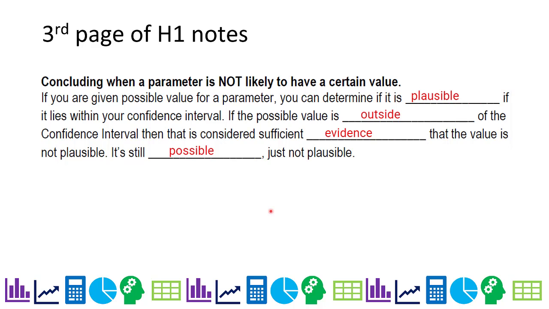If you're given a possible value for a parameter, you can determine if it is plausible if it lies within your interval. So if it's in your interval, it's plausible. If it's outside your interval, then you have sufficient evidence that it's not plausible. It's still possible, but just not likely, not plausible. There's a difference between those two words, plausible and possible.